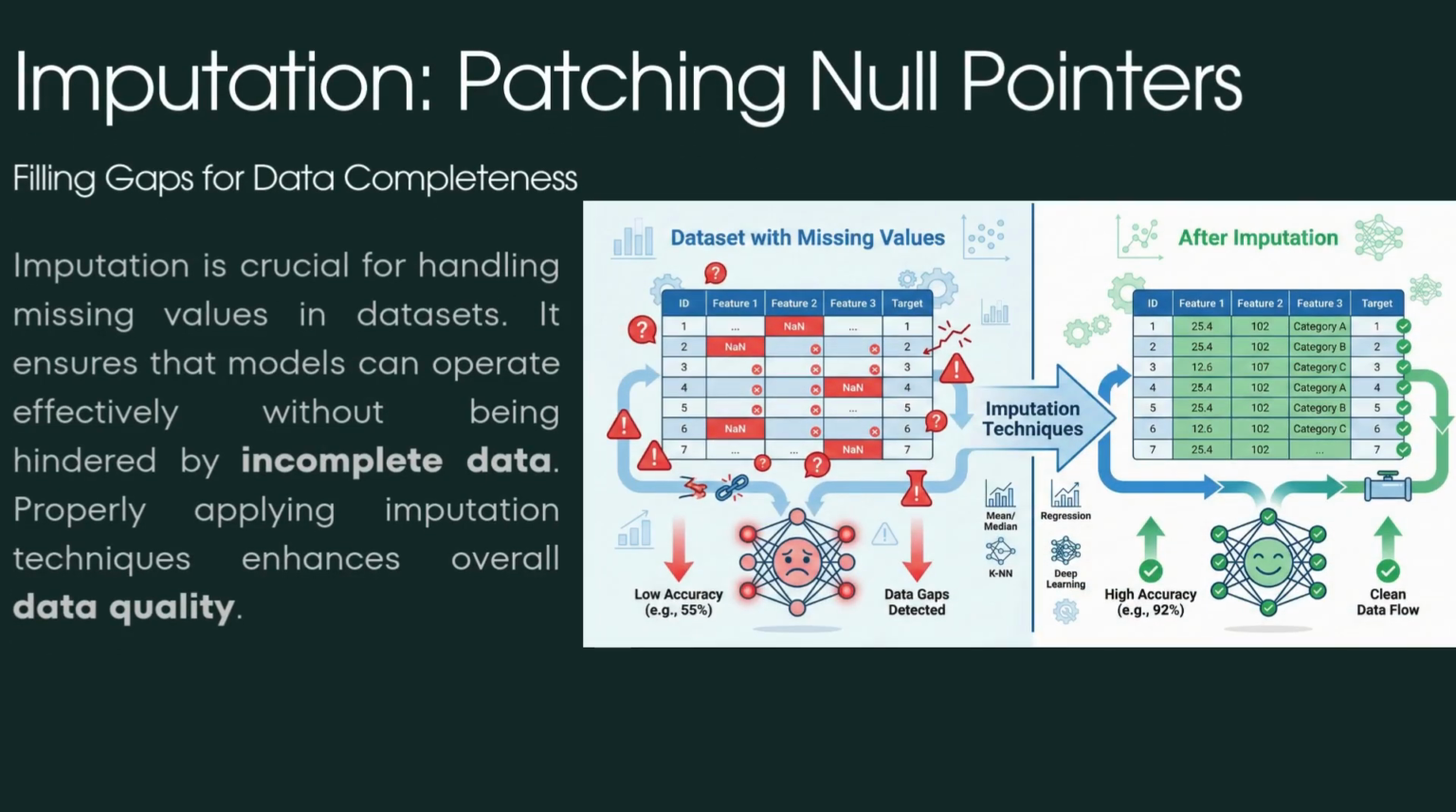Handling missing data is critical because null values are null pointers that cause training to crash. The fix is patching with mean or median. However, this injects bias and reduces variance. If the missingness itself is a signal, say, a sensor only fails when hot, you must create a binary is-missing feature instead of blindly averaging.